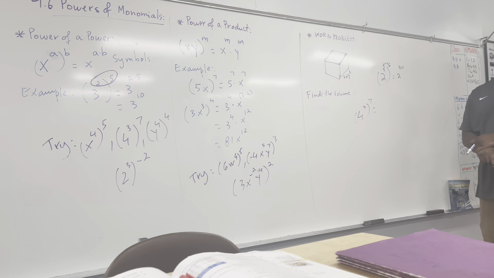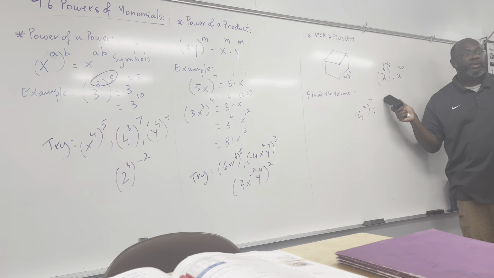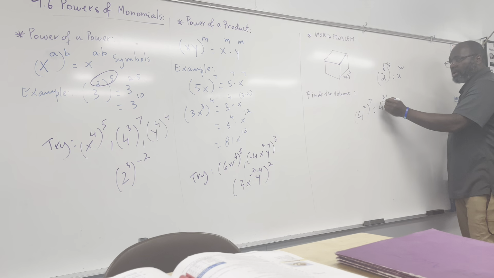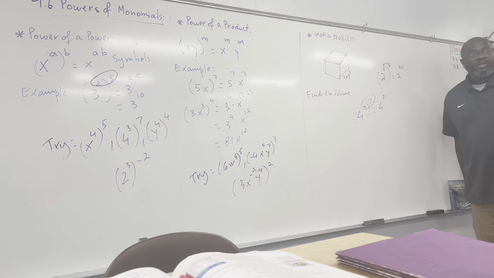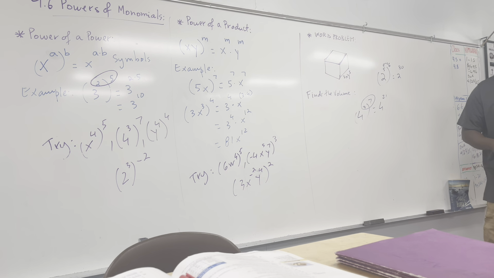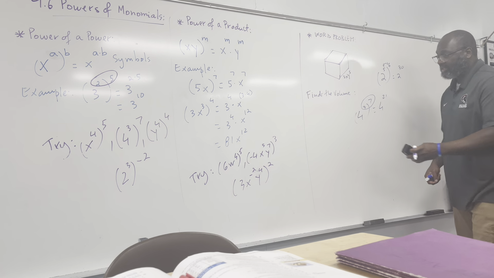Does everybody know how we did that? Kenzie, you get it? 4 to the 3 raised to the 7. That's 4 and then the exponent is 21. So all you're doing is multiplying the exponent. Again, this is called the power of a power, right? So this is how you do that.